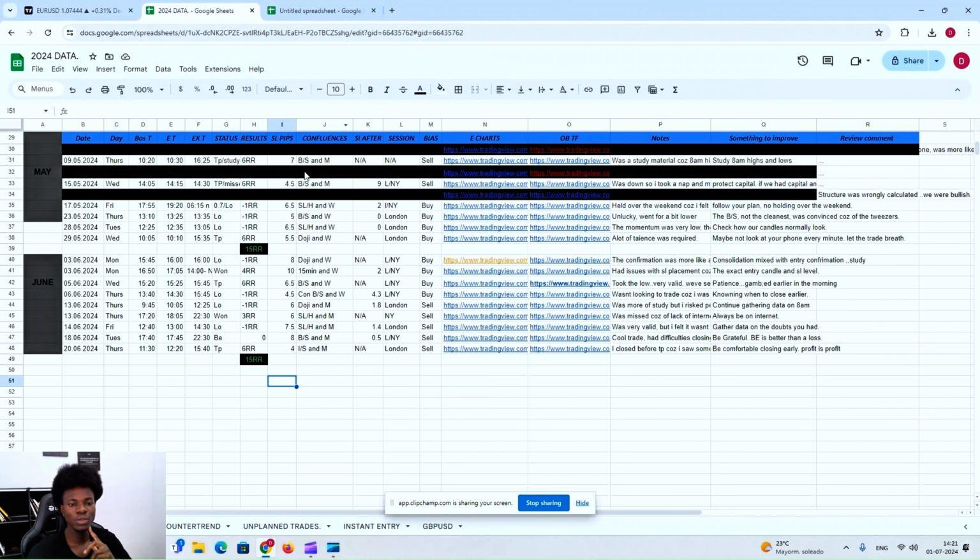And the confluences is literally my strategy. It could be buy to sell week, or it could be supply and demand, right? It's just a title, right? It doesn't really mean much.